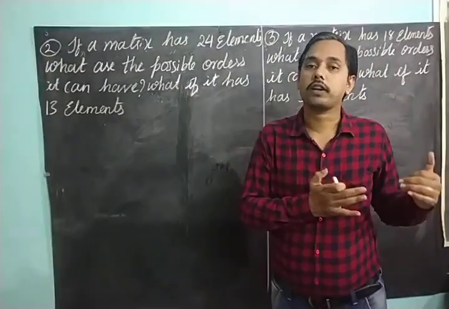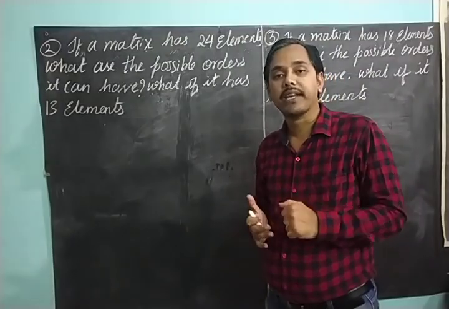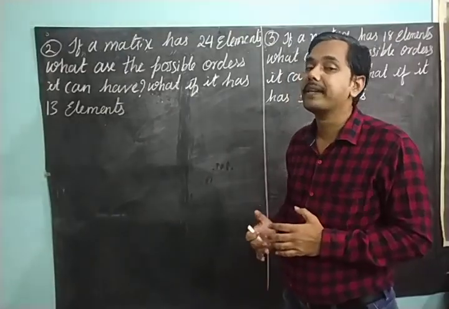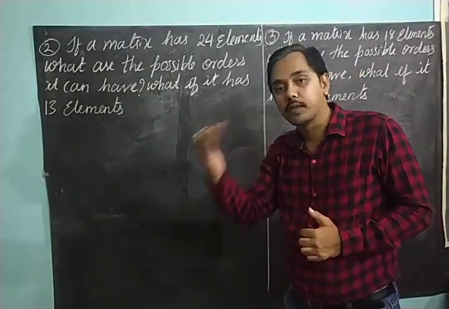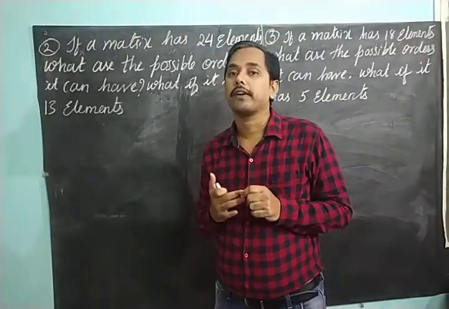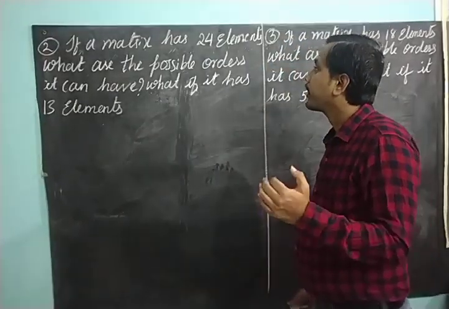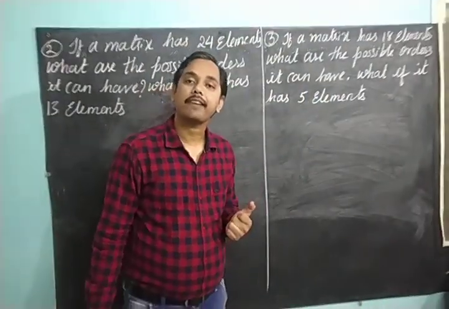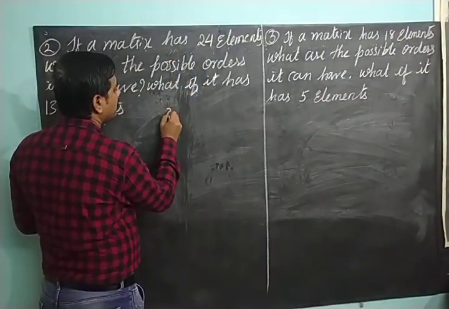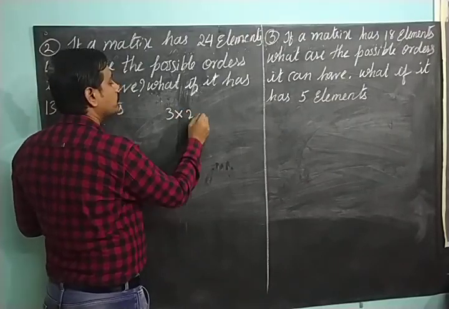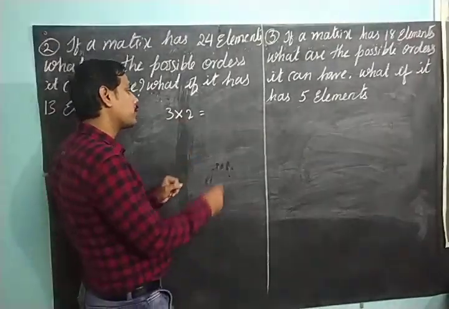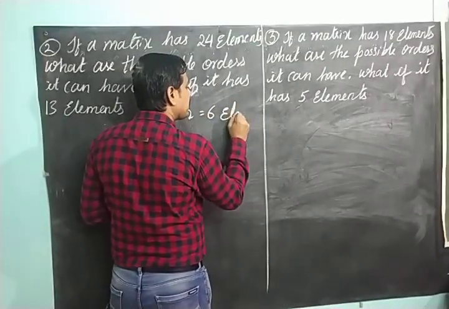If we know the order, then definitely we can tell how many elements are there in the matrix. In the same way, if we know the number of elements, then we can also tell what may be the possible order. Not the exact order, but what may be the possible order. Right? So for example, consider a matrix having order 3 cross 2. So what will be the total number of elements present in the matrix? That is 3 into 2, 6 elements.